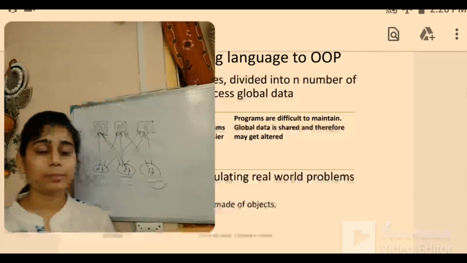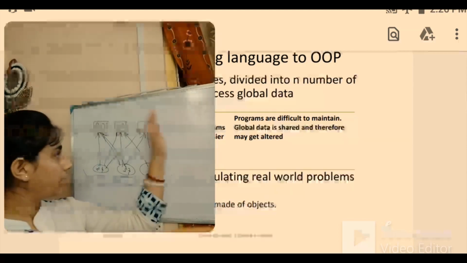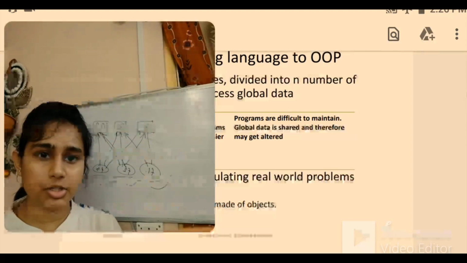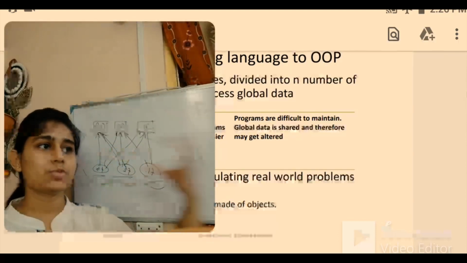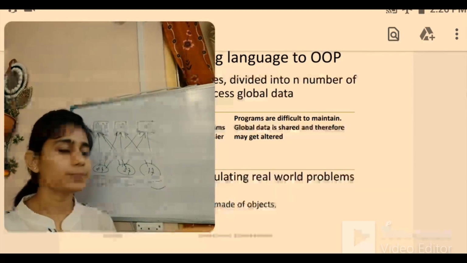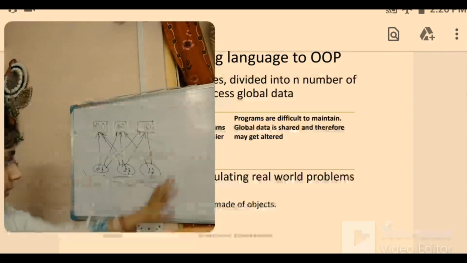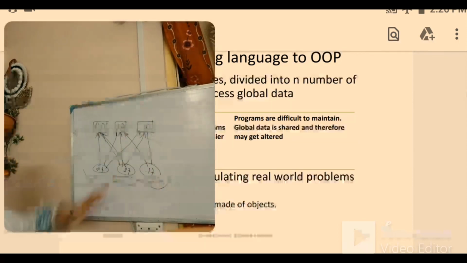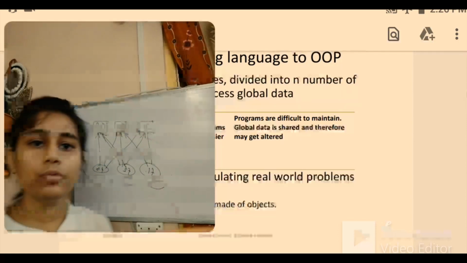This is the main disadvantage of the procedural programming language. The main concept is that you have some data and some functions, and you have to write the code in such a way that it performs some certain task. The paradigm is this: functions, data, and unrestricted access to global data.